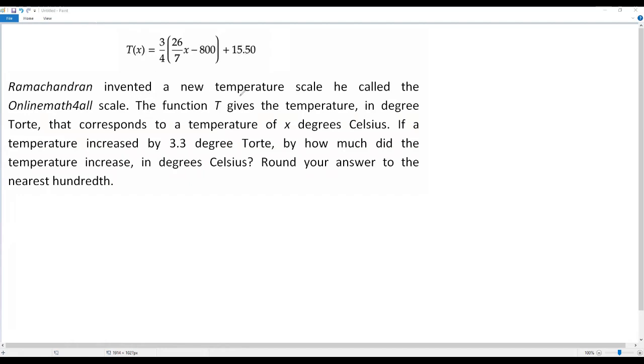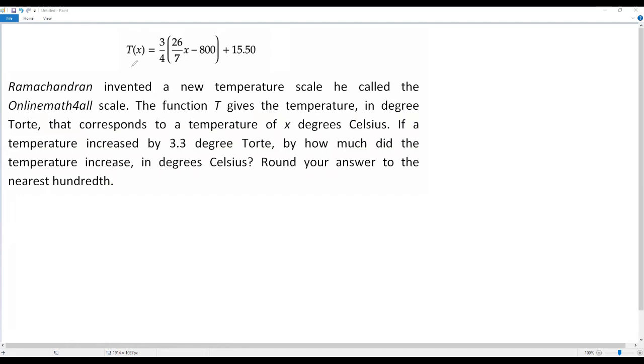Ramachandran invented a new temperature scale called the Online Math for All scale. The function T gives the temperature in degrees Tote that corresponds to a temperature of x degrees Celsius. If a temperature increased by 3.3 degrees Tote, by how much did the temperature increase in degrees Celsius? Round your answer to the nearest hundredth.